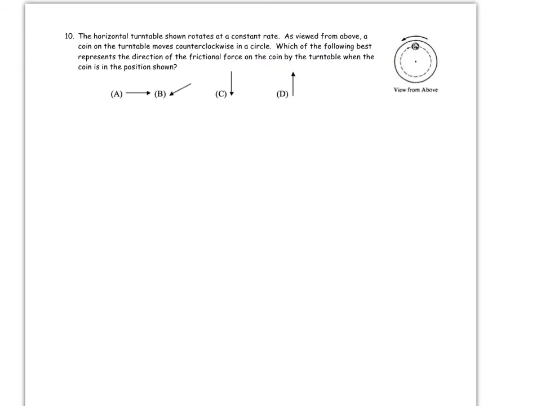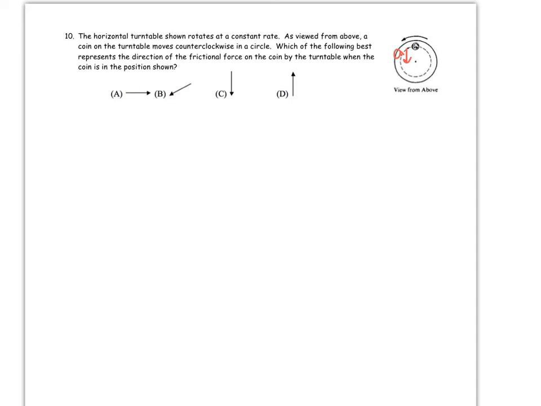Moving on to question 10, we have a situation where we have a coin on top of a turntable, on top of a record, rotating around. And we want to know which of the following directions best represents the direction of the frictional force on the coin when it is in the position shown. So we should know right off the bat that while it's going around in a circle, it has an inward acceleration, so at that point it is accelerating downward.